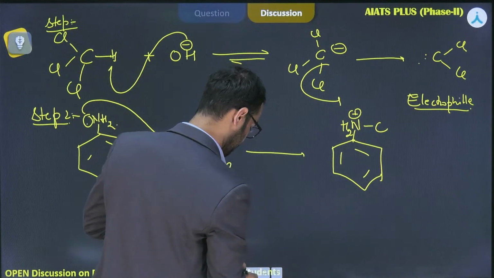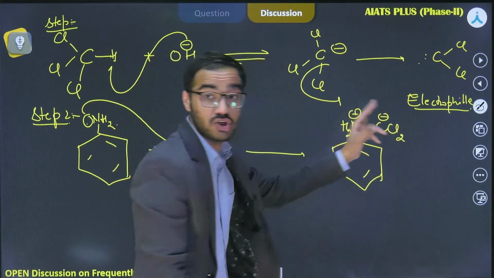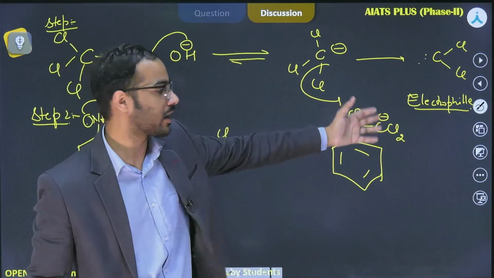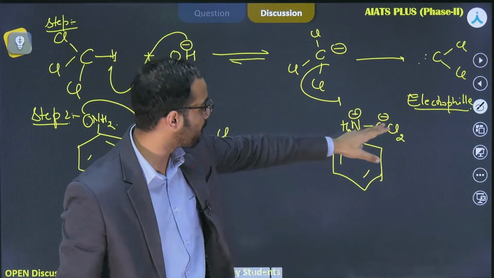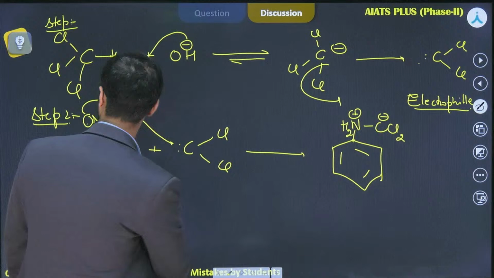You are having CCl2 and the negative charge will occur. There will be the negative charge. So what will occur now? This negative charge will abstract a proton from this amine.